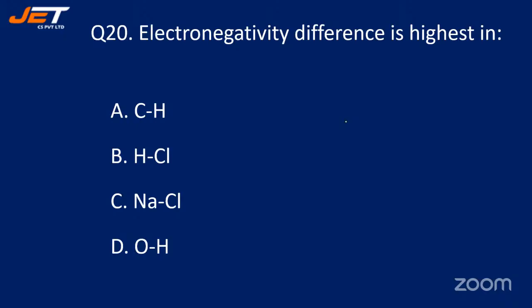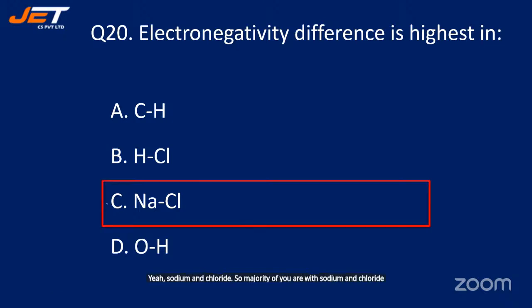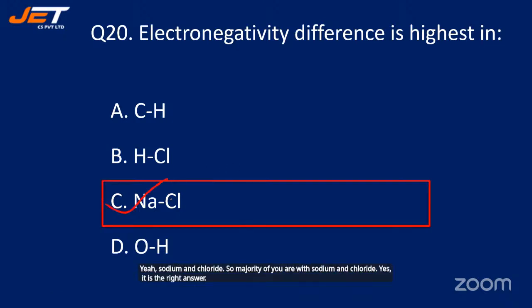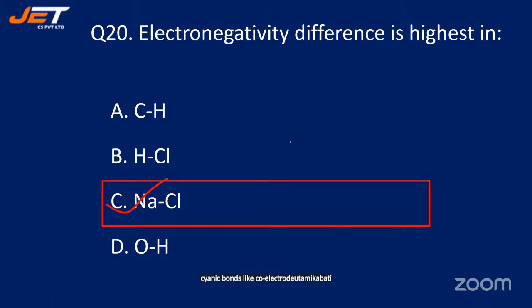Ashvita has mentioned it as sodium and chloride. Rahul, sodium and chloride. Pranita, yes, sodium and chloride. So majority of you are with sodium and chloride. Yes, it is the right answer. So ionic bonds have higher electronegativity difference, it is greater than 2. So NaCl has the highest compared to the other bonds.